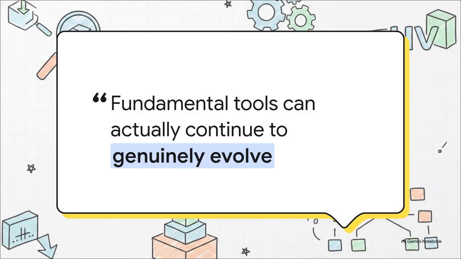Which actually leads perfectly into this thought. The rapid adoption of UV beautifully illustrates that fundamental tools can continue to genuinely evolve, even well after an established standard has been in widespread use. Just because pip has been the standard for years doesn't mean the open source community ever stops innovating. There is always room for a significant leap forward.